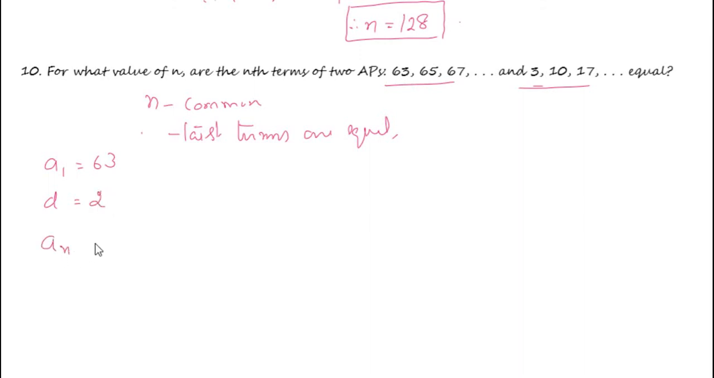The nth term for which the value of the two APs will be the same. So an equal to a, that is 63, plus n minus 1 into 2. Now let us take this series. In this case, a equal to 3 and d equal to 10 minus 3, that is 7. This an equal to 3 plus n minus 1 into d, that is 7.